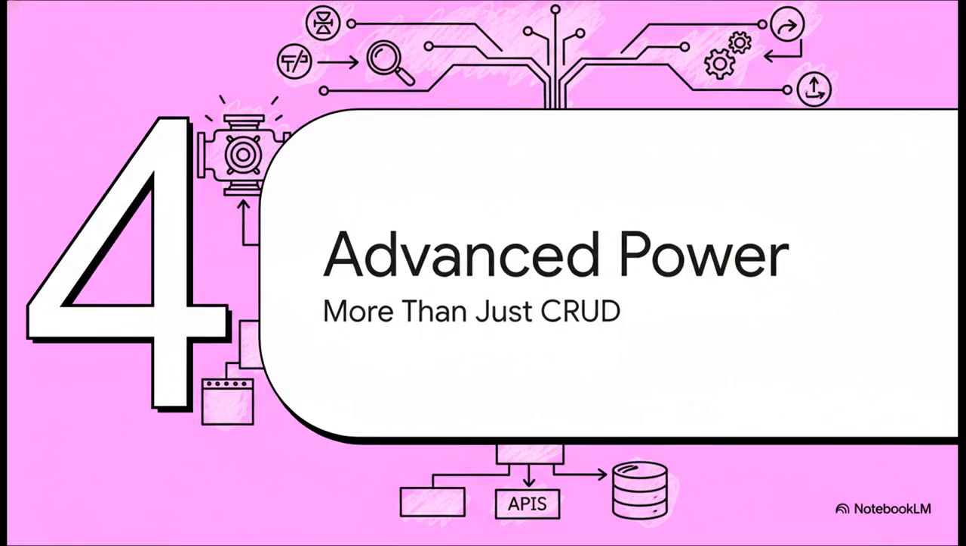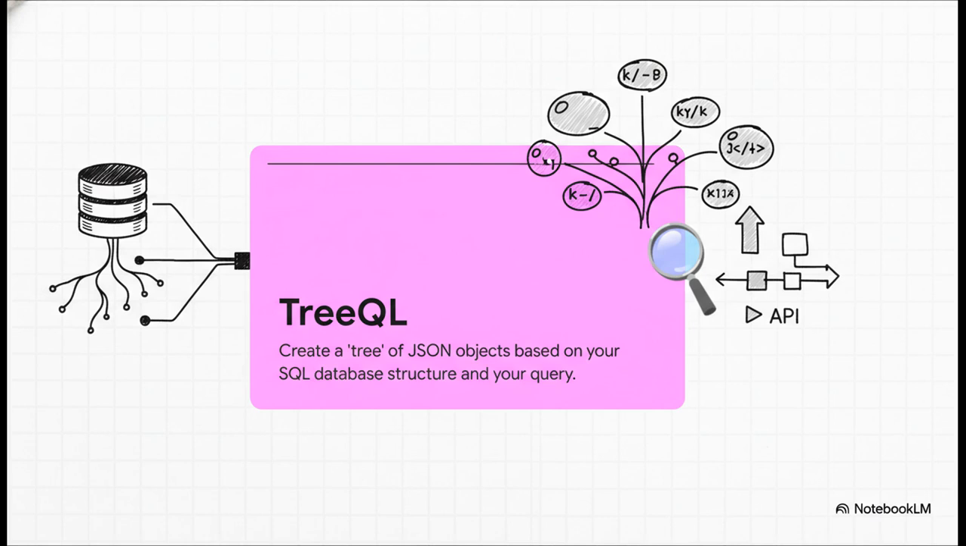Okay, but here's the thing. Don't let that simplicity fool you into thinking this is some weak little tool. It is incredibly powerful. It can handle really complex queries and relationships because it uses this clever query language called TreeQL. So what the heck is TreeQL? Well, the easiest way to think about it is like a super practical, lightweight alternative to something like GraphQL. It lets you ask for a tree of JSON data, and it's smart enough to use your database's foreign key relationships to pull back exactly the data you need all in one go.